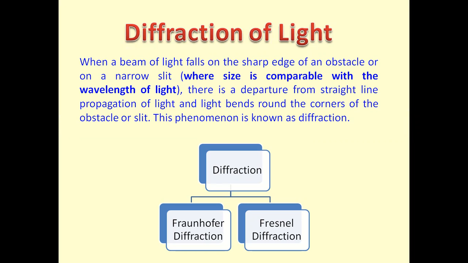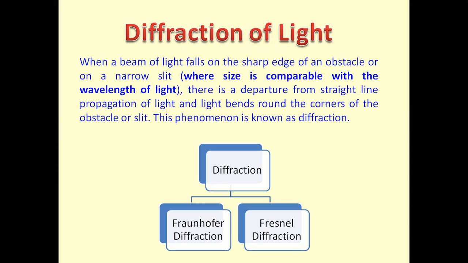When a beam of light falls on a sharp edge of an obstacle or a narrow slit, where the size is comparable with the wavelength of the light, there is a departure from the straight line of propagation of light, and light bends round the corners of the obstacle or slit. This phenomenon is known as diffraction.